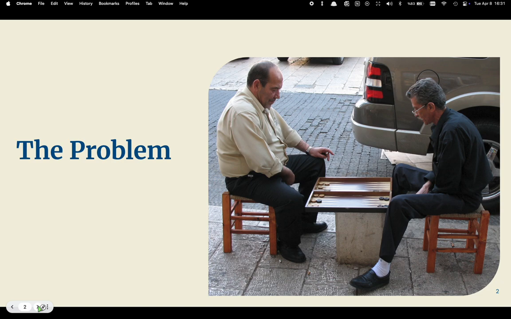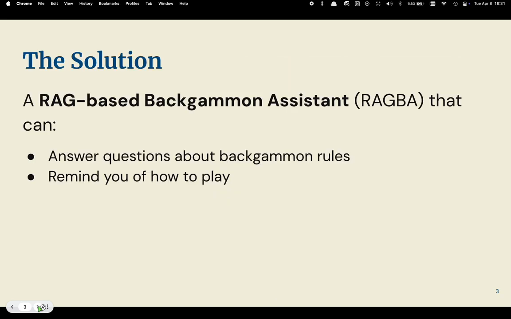But at the same time, other people have to wait for my turn, and it's just a boring process for them. So I have a solution for this problem, and that is a RAG based AI that can specifically help you in backgammon. I call this RAGBA, short for RAG based backgammon assistant. Essentially, what this assistant can do is answer your questions about backgammon rules, and remind you how to play the game itself. So you ask a question and it answers you directly.